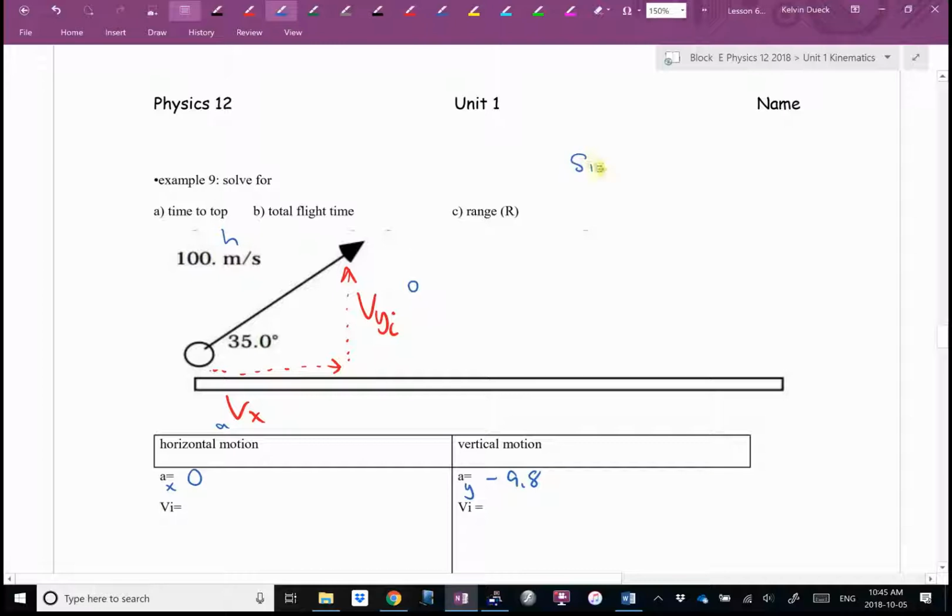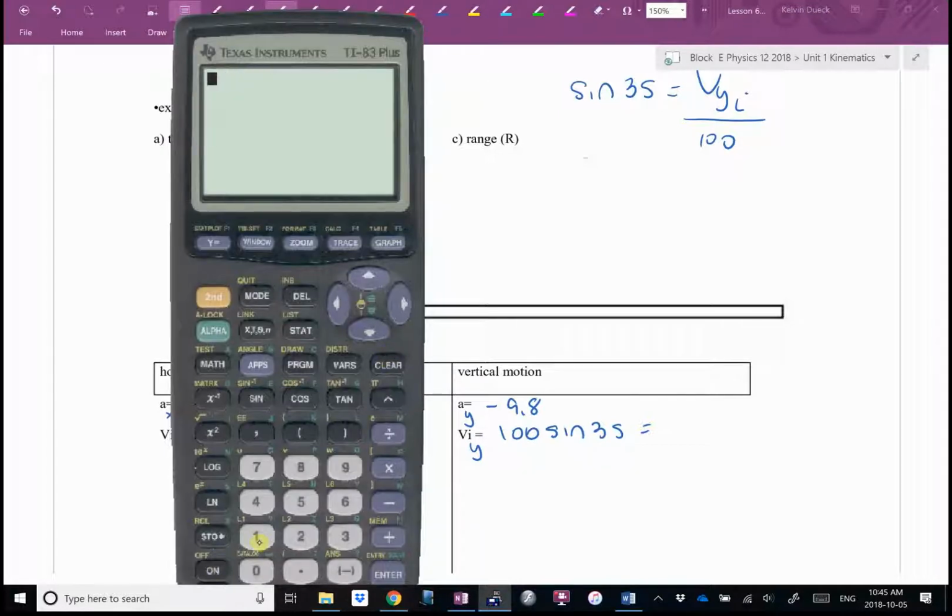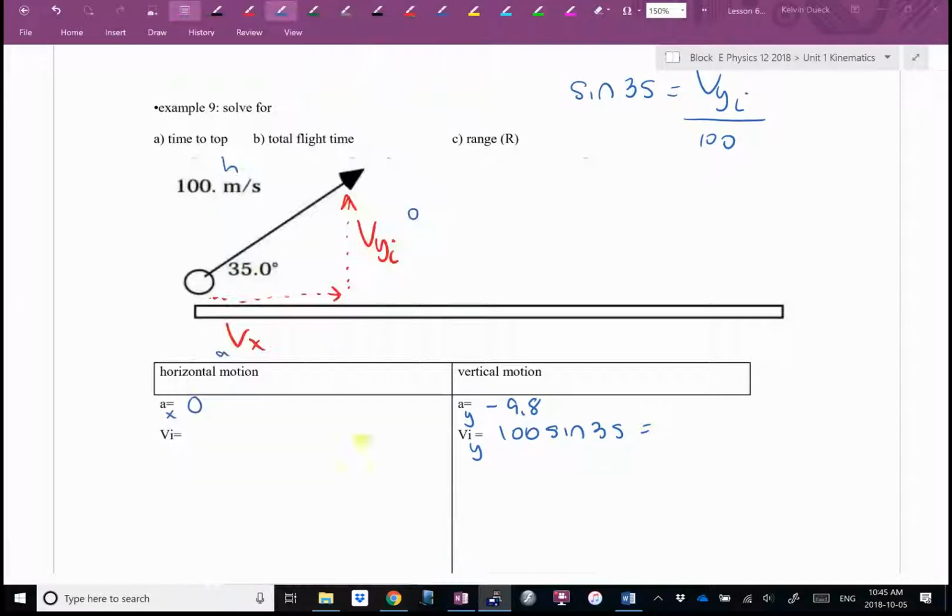Sine, what always goes next to the trig function, the angle, which in this case is 35 degrees, and that's going to be Vy initial over 100. So what's Vy initial? It's 100 sine 35, and if you wanted to, you could just leave it like that, because that is the exact value. You could just, whenever you see a Vy initial, type 100 sine 35, or you could evaluate it, and because I'm going to use this, I'm going to carry some extra sig figs. So 100 sine 35 is 57.3576. If I carry 6 sig figs, that should guarantee that I'm good to 3 sig figs at the end.